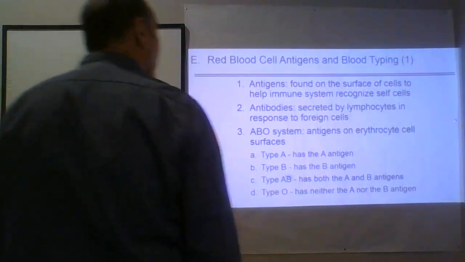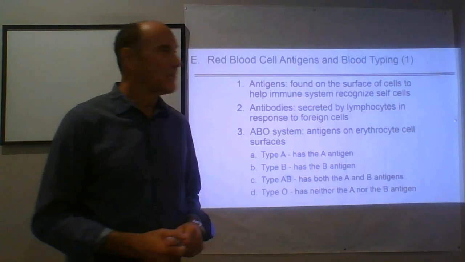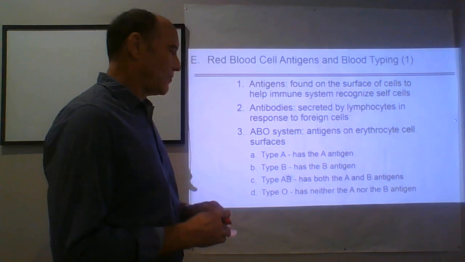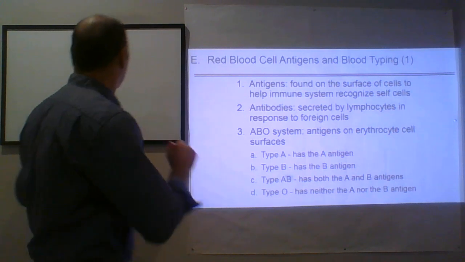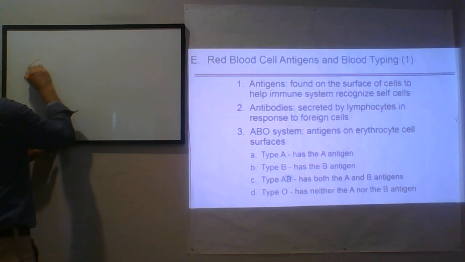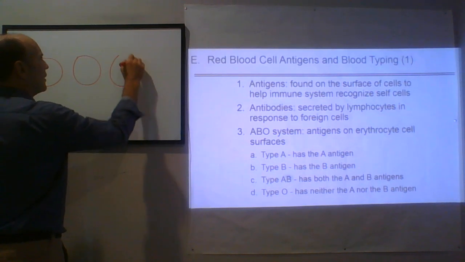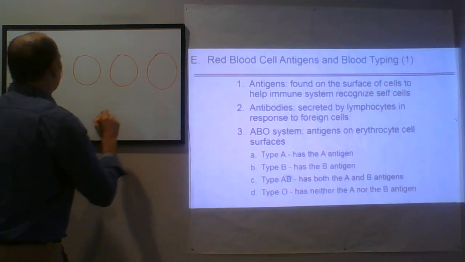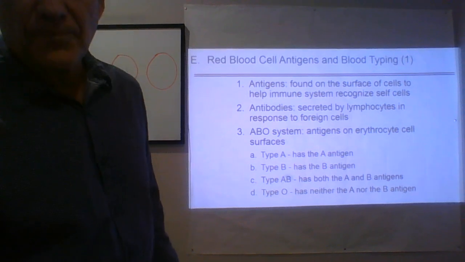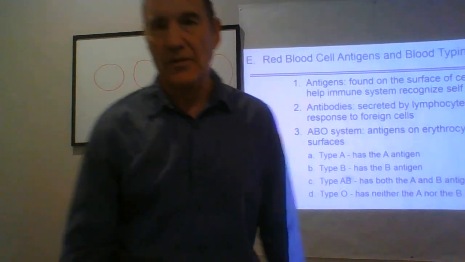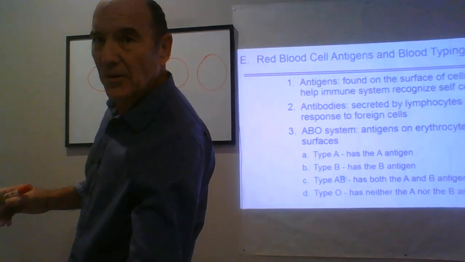So there's 4 types of blood, 4 blood types. Now, the blood types are determined by the type of membrane proteins on the surface of your red blood cells. Right so far.